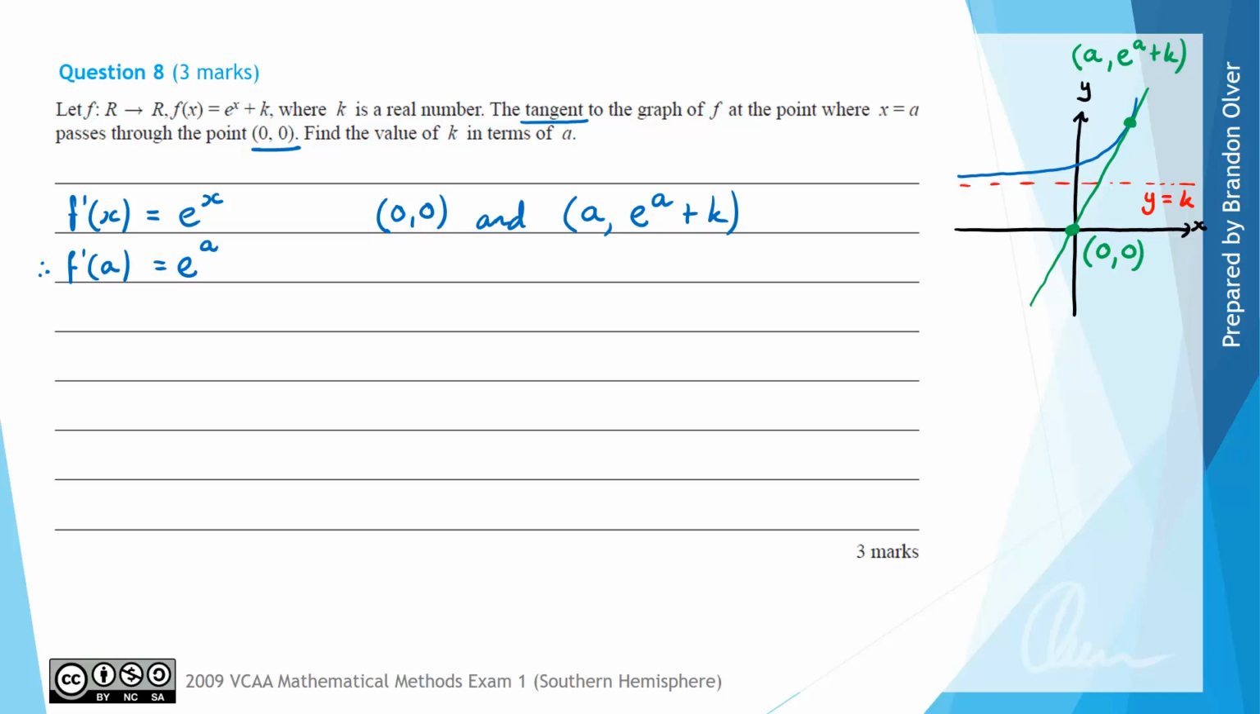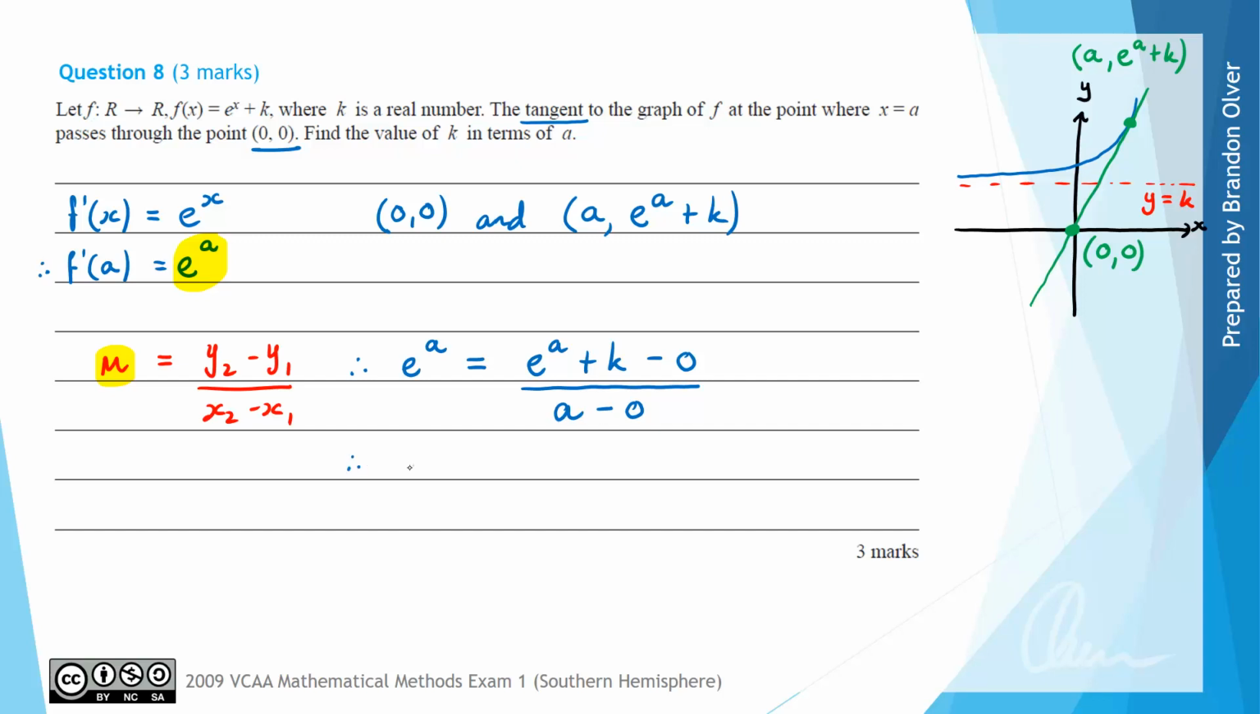So we can equate those two things using m, the gradient of a straight line, which is equal to y2 subtract y1 over x2 subtract x1. So therefore, our gradient m is simply equal to e to the power of a. That's what the derivative evaluated at a will give us. So we can say e to the power of a is equal to the fraction y2, which is e to the power of a plus k, subtract y1, which is 0, all divided by x2, which is a, subtract x1, which is 0.